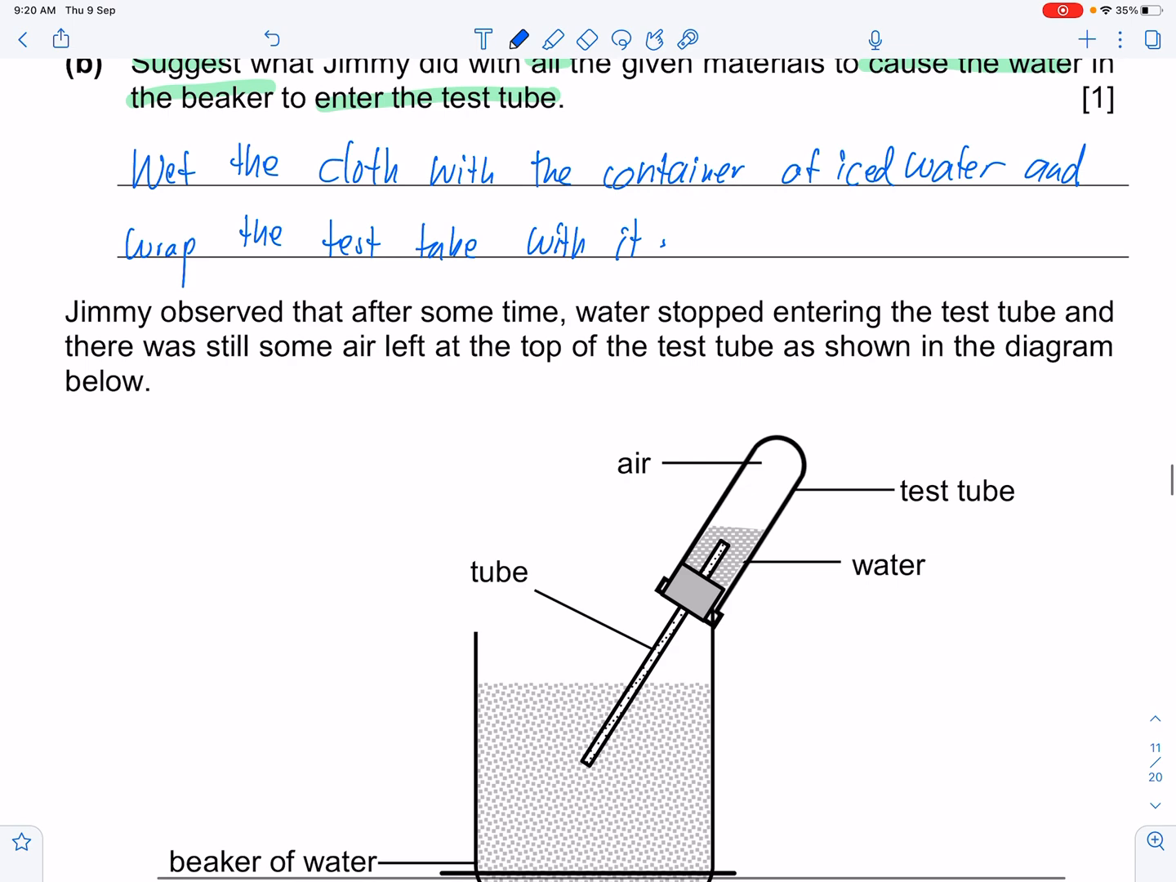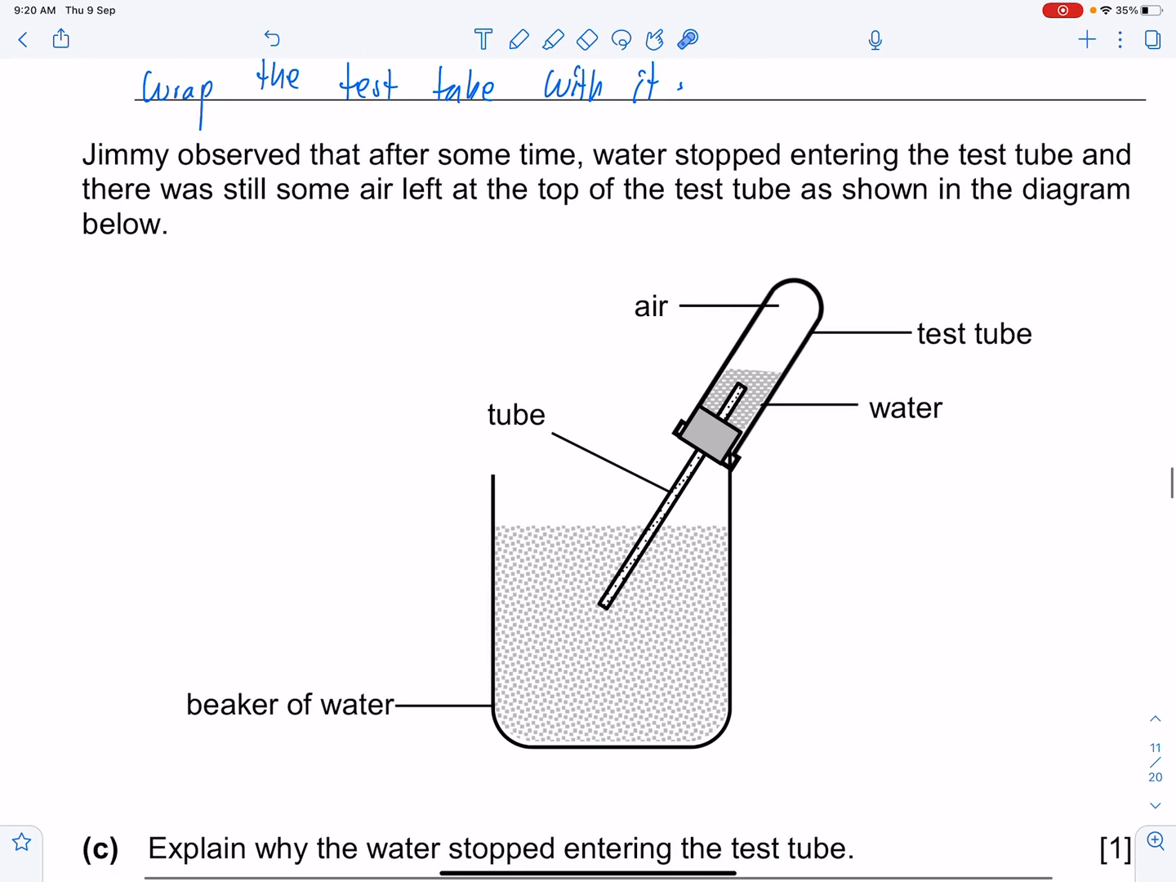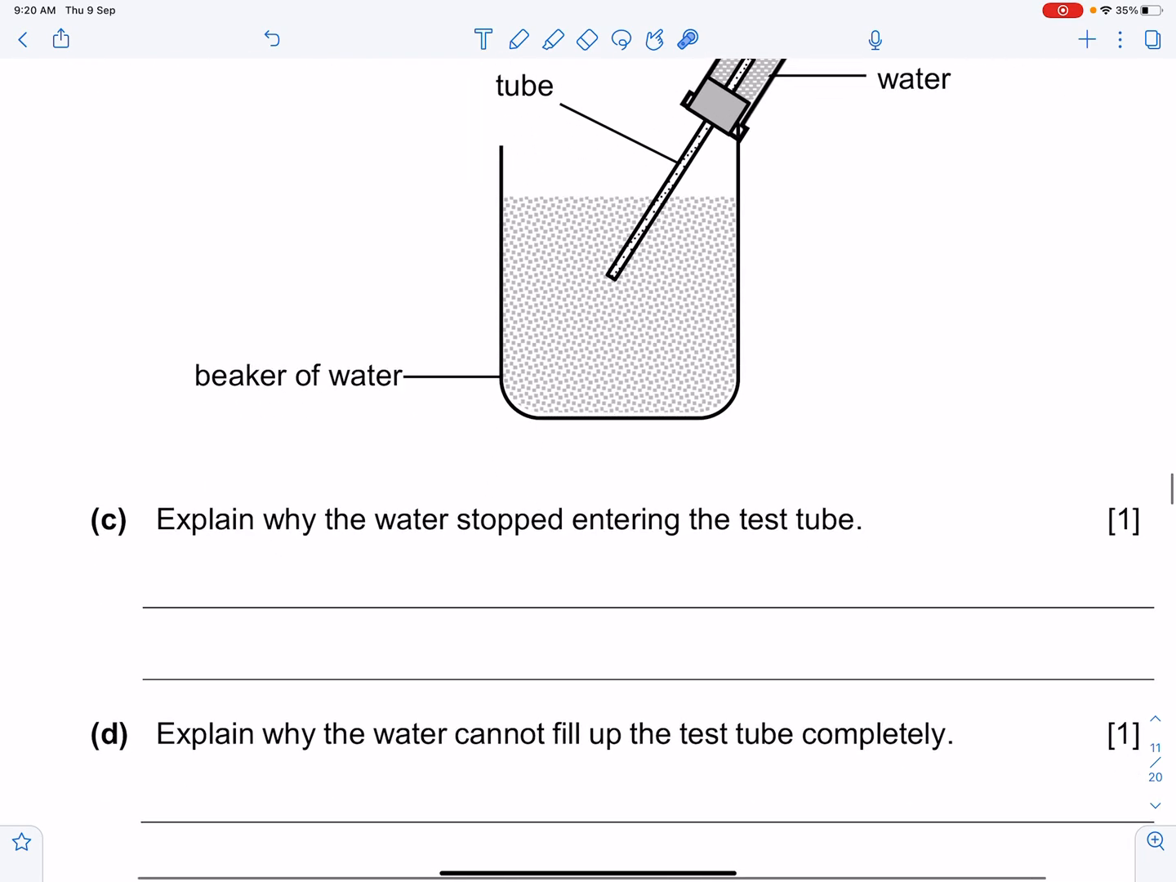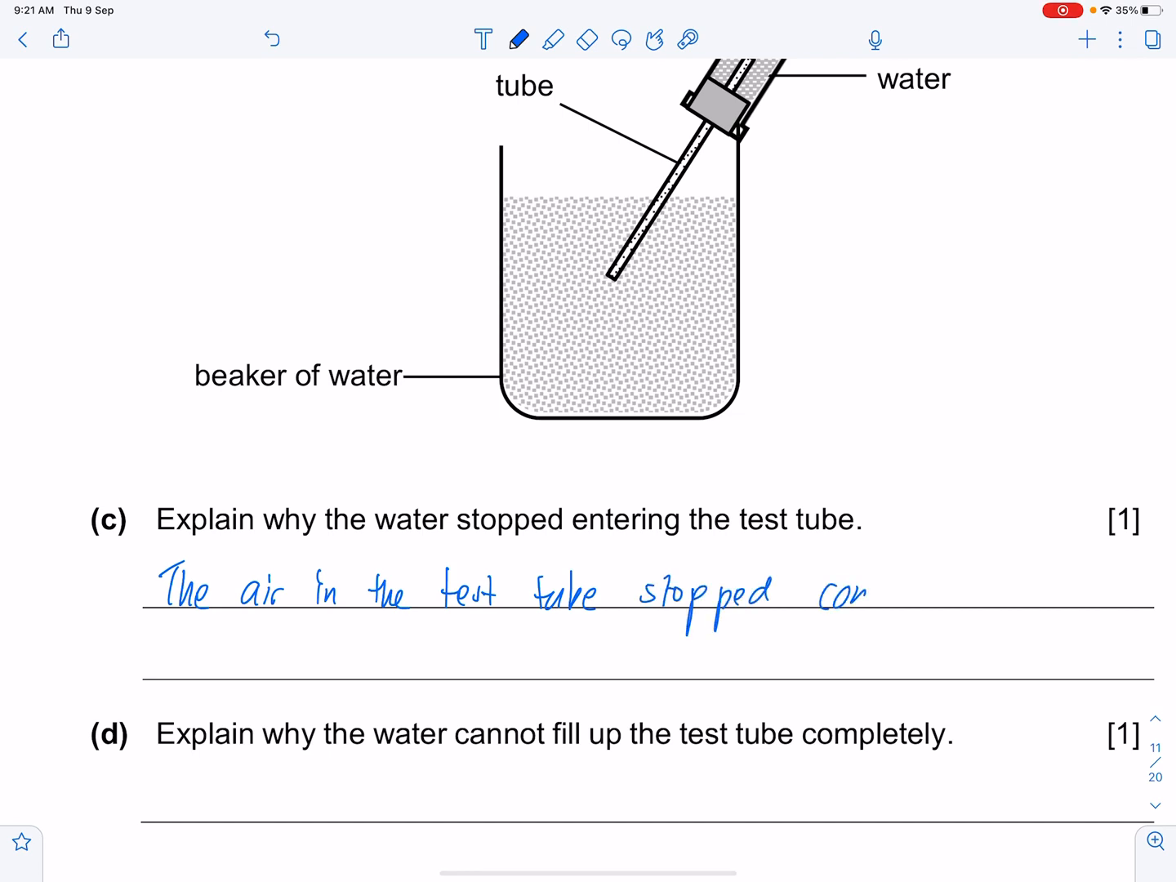Now they say Jimmy observed that after some time, the water stopped entering the test tube and there was still some air. Some of you say that it can be compressed to the maximum. Once again, it's not compressing. It's about contracting in this case. So you just have to tell me the air in the test tube stopped contracting.